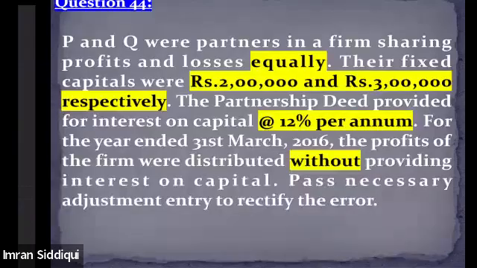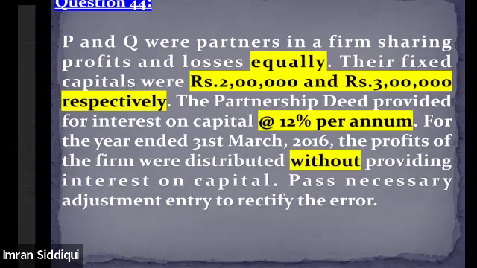Now we'll move to the next question, question number 44. Okay, it says that P and Q were partners in a firm who were sharing the profits and losses in the equal ratio. Their fixed capitals were 2 lakh and 3 lakh respectively. The partnership deed provided interest on capital at the rate of 12% per annum. For the year ended 31st of March 2016, the profit of the firm was distributed without providing interest on capital. Pass the necessary adjustment entry to rectify the error.